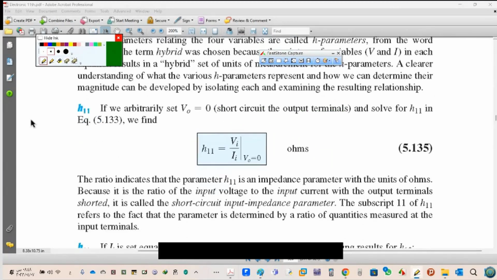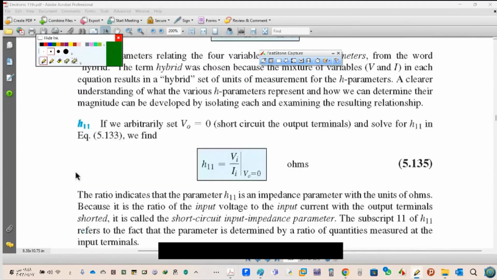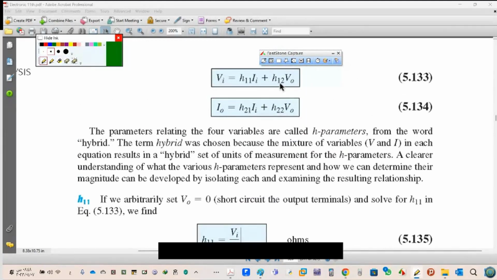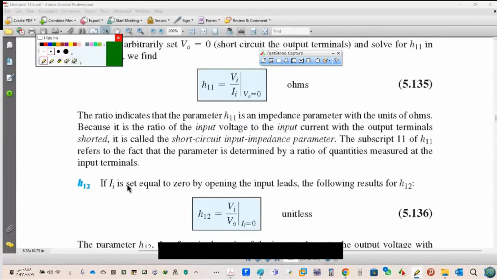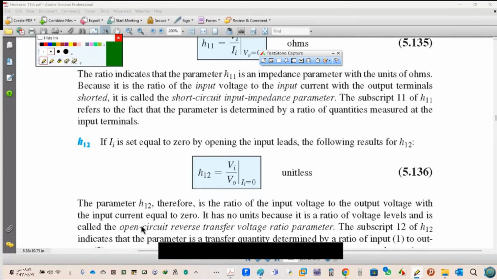Now, another one, H12, see here. H12, this is open circuit. By opening the input leads, the following result is this one. And H12 is volt over volt. So we can say it is unitless, without any unit. Volt over volt. And this is called the open circuit reverse transfer voltage ratio parameter.